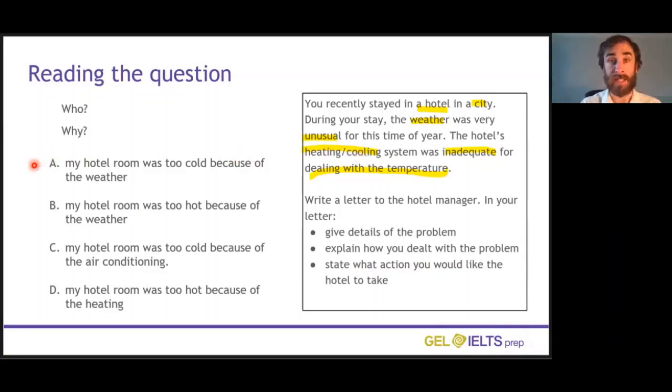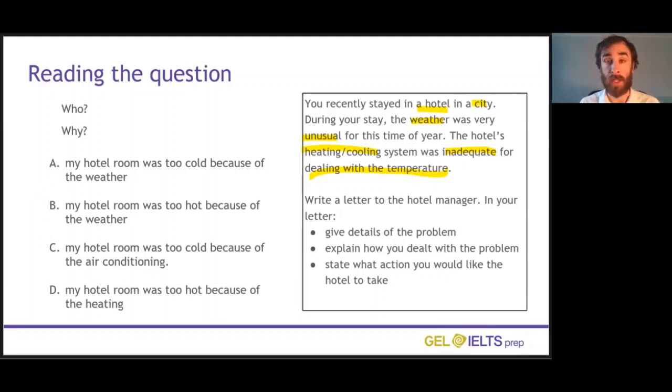A, the heating system was broken, and so my room was too cold because the weather was too cold. B, my cooling system or air conditioning was broken. It was too hot in my room because the weather was too hot. In C, we're saying that the air conditioning was too cold, so it was too effective. In D, we're saying that my hotel room was too hot, so the heating was too effective. So if I wrote about C or D, it would show that I didn't really understand the question completely. A and B are correct.